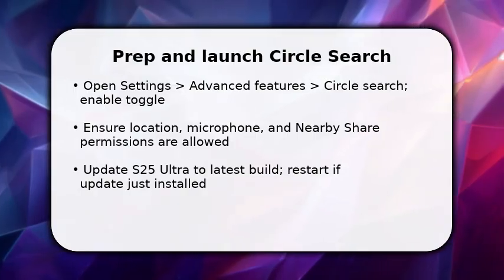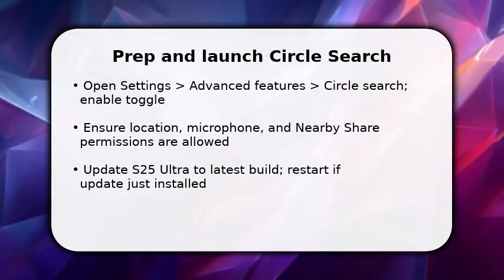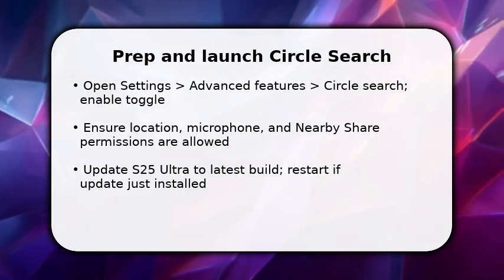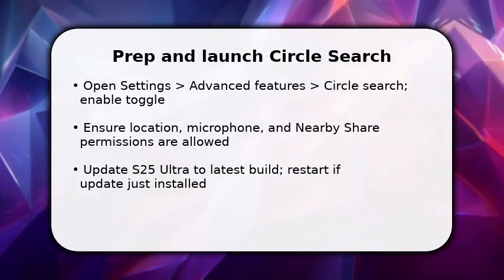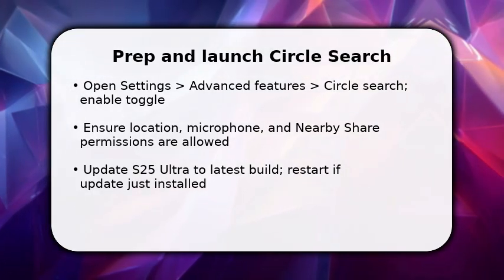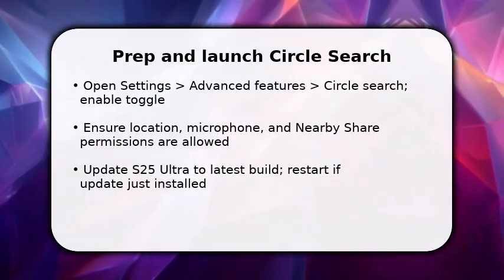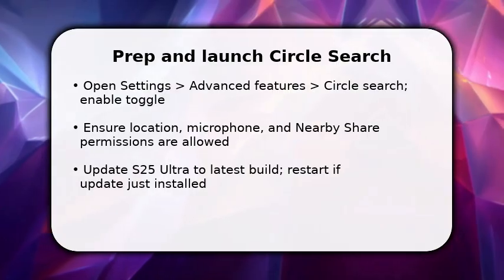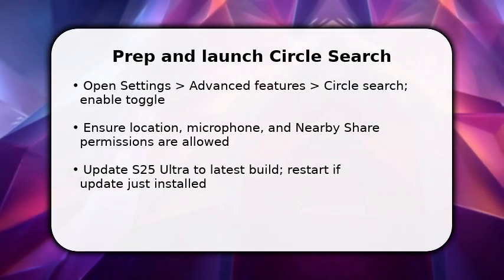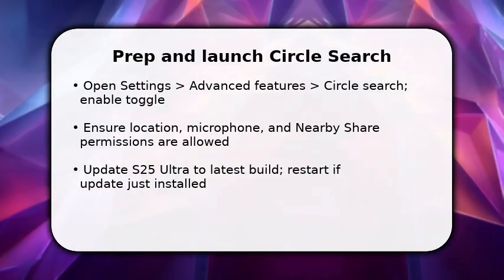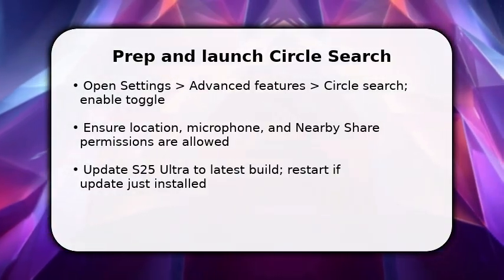You start by enabling Circle Search immediately so the feature can bind to system services. Open Settings, go to Advanced Features, and turn on Circle Search. Grant location and microphone permissions when prompted because the tool uses spatial context. Once done, confirm Nearby Share and Samsung account sign-in so results sync. If you updated the phone recently, restart to finalize system permissions.